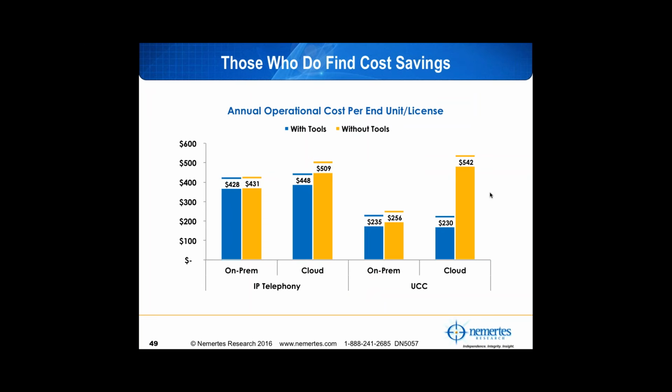But one of the big things I wanted to pass along was that those who do use third-party monitoring and management tools are actually saving a pretty good amount of money here. So you can see this is a per unit operational cost. With IP telephony and unified communications, we're seeing a pretty decent savings, whether on-prem or on the cloud. IP telephony is not too compelling right now, on-prem, but certainly in the cloud for both IPT and UCC. And on-prem and UCC is pretty compelling as well.